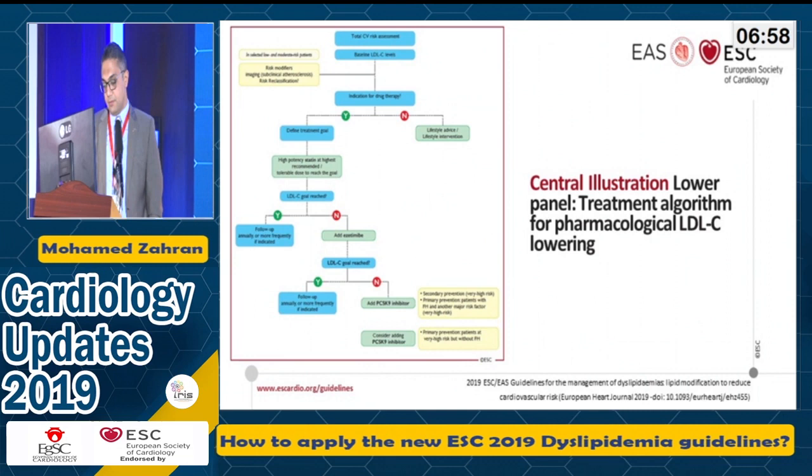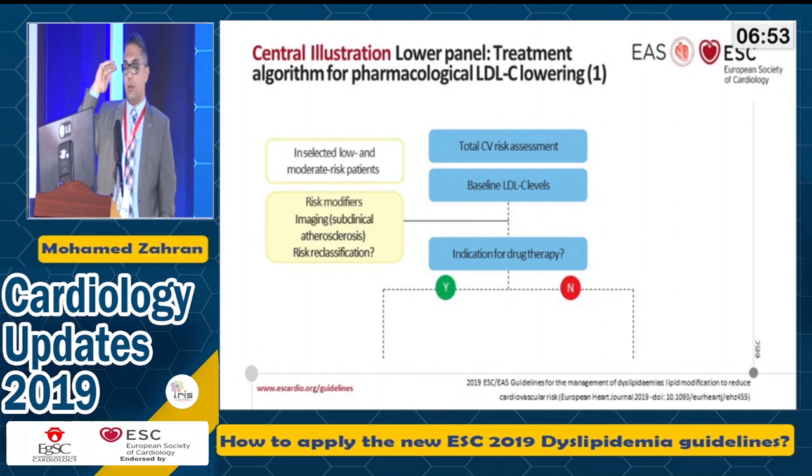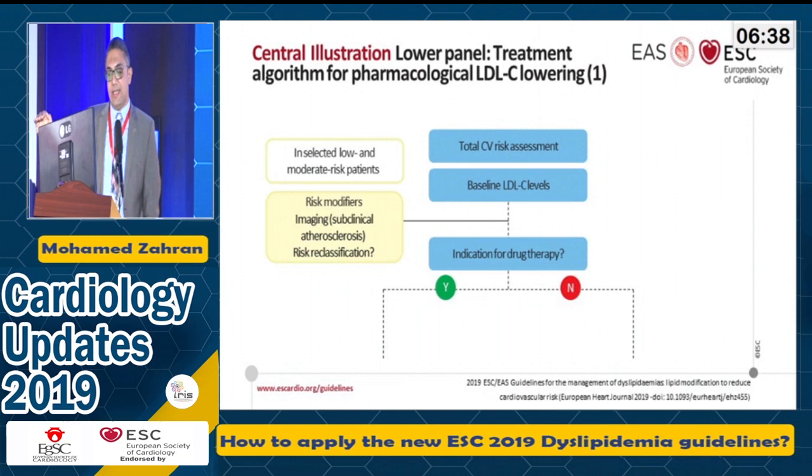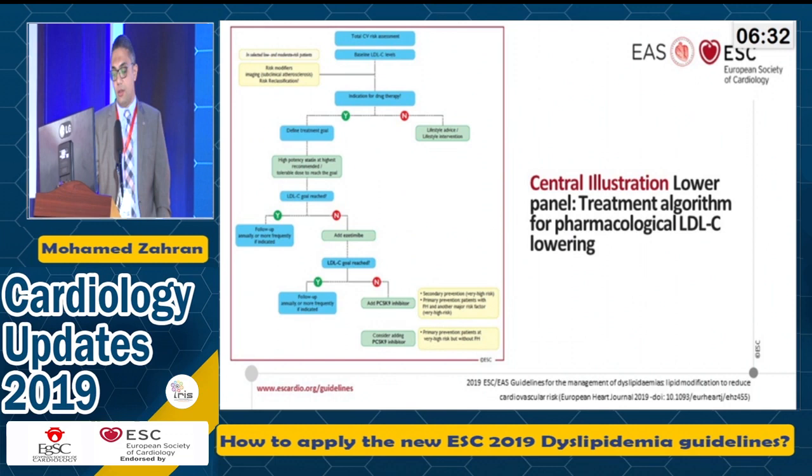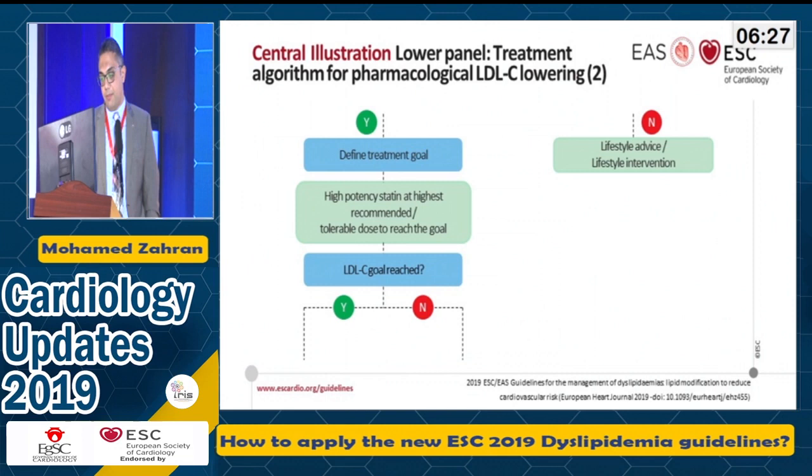This is the flow chart. This is the magnification. You assess the total risk. You measure the baseline LDL. You search for the risk modifiers for subclinical atherosclerosis, as we said, the carotid arterial and femoral arterial plaques by ultrasound and calcium score by CT. And then you ask yourself a question. Does this patient follow one of those? Yes, he does. Okay, let's see the indication for the drug therapy.